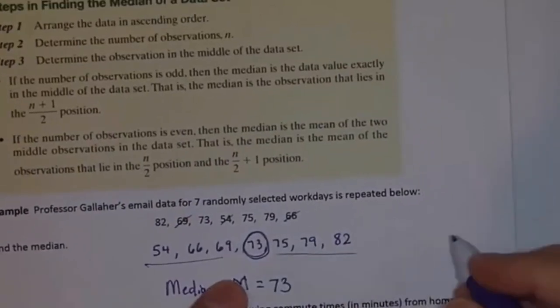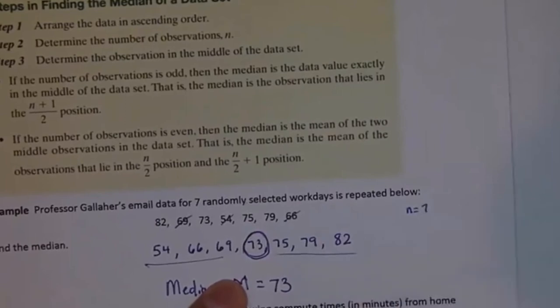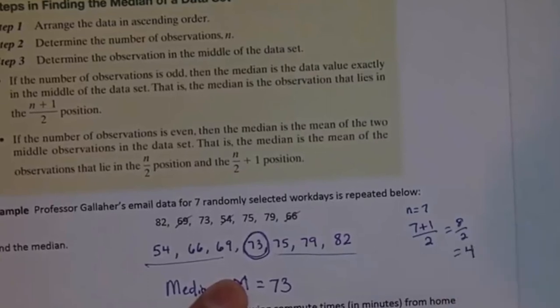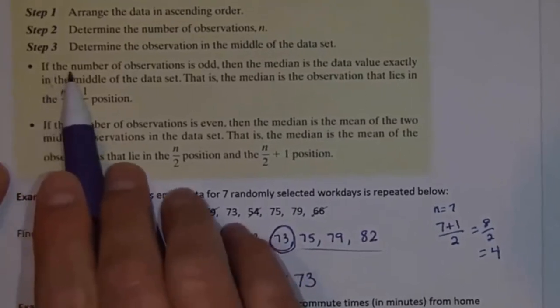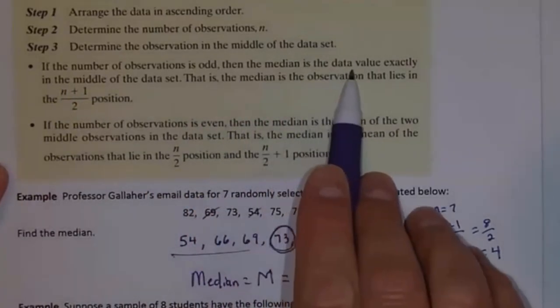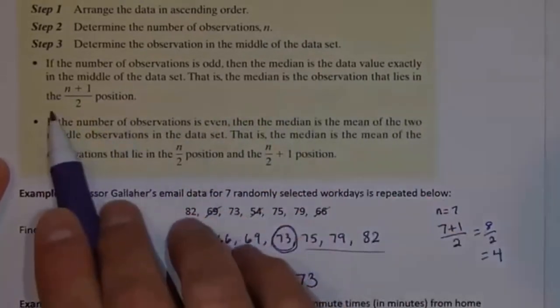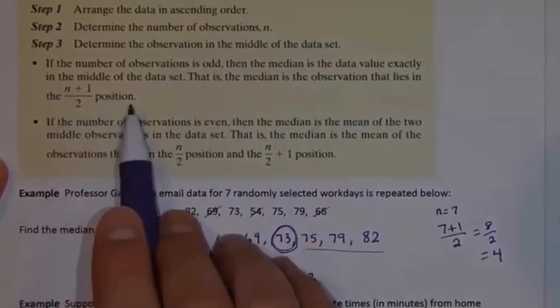So if I have an odd number of data values, like in this case, n was 7, if I take the number of data values 7 plus 1 and divide by 2, that will tell me the position of the median. So if I take 7 plus 1, that's 8, and 8 divided by 2 is 4. So this gives me the position of the median. The median is the 4th data value once the data are in order. So that's what this is saying. If the number of observations is odd, then the median is the data value exactly in the middle of the data set. That is, the median is the observation that lies in the n plus 1 divided by 2 position.